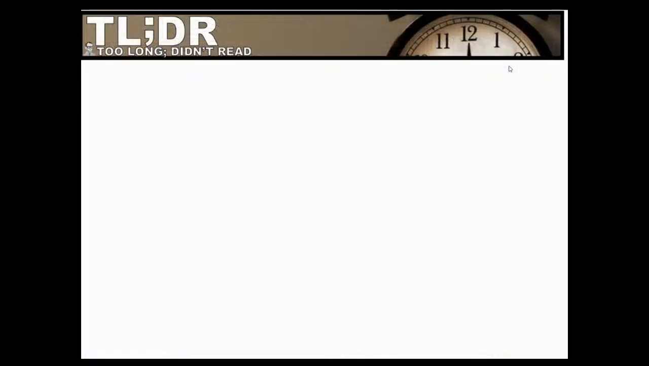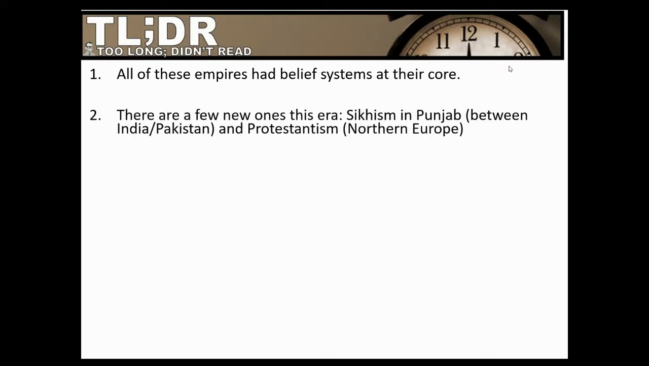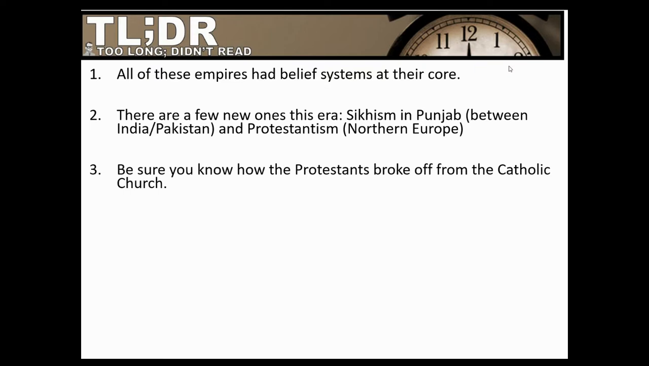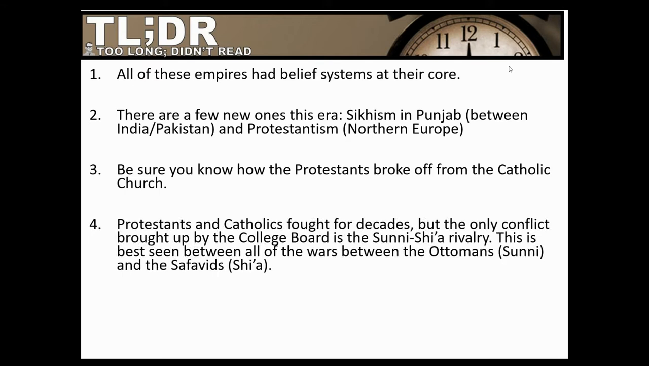So, if we're to wrap up, all these empires had belief systems at their core. There are a few new ones in this era. So you have Sikhism in Punjab, which is between the areas of India and Pakistan. And we're going to look a little bit later at Protestantism, which is going to be in Northern Europe. Be sure to know, we're going to talk about how the Protestants broke off from the Catholic Church, and this is going to lead to a lot of religious fighting for decades. But the only conflict brought up by the College Board is actually the rivalry between the Sunni and the Shia.